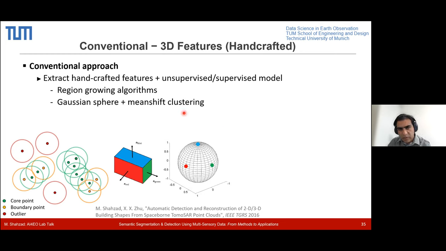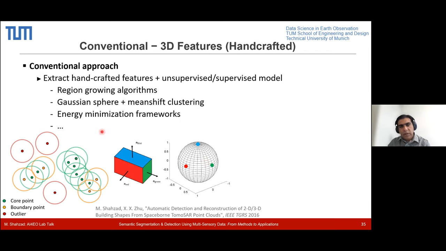The other one is a Gaussian sphere plus mean shift clustering. The idea is that, for example, if there are three surfaces, we extract the normals of every point on each surface and transform them onto a unit sphere. All the points on the same surface would have normals clustered in one region, the blue ones would cluster in another region, and the green ones in another. So we could do an unsupervised clustering on this Gaussian sphere and then go back to the spatial domain to obtain the clustering.